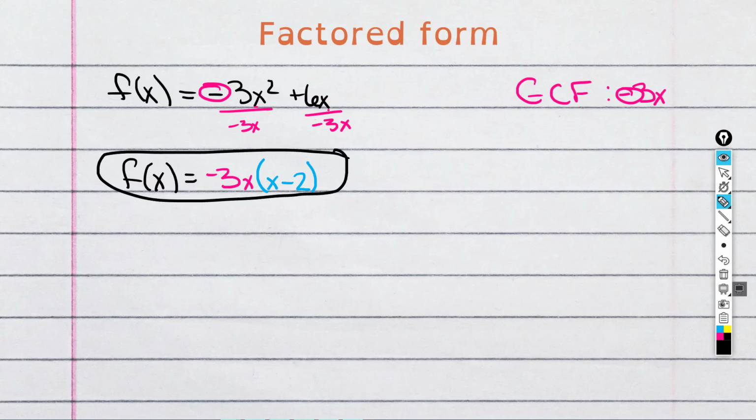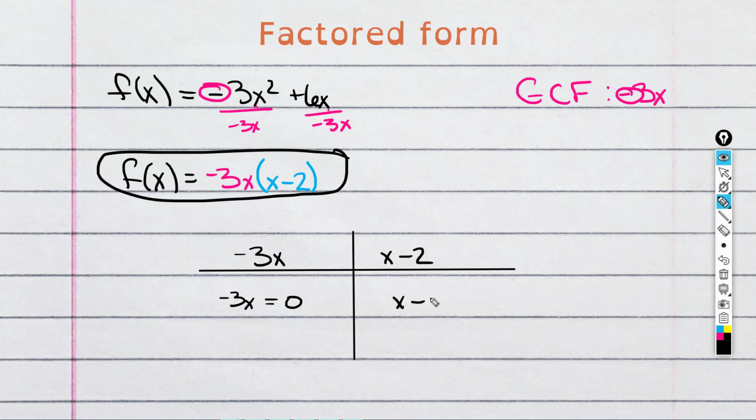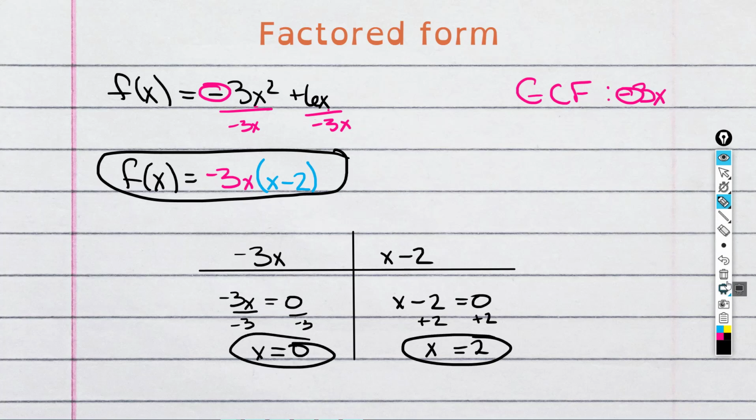And so this is going to help me find my two different roots, or my two x-intercepts. And so I set each of those equal to 0. I have a negative 3x and an x minus 2. When I set these equal to 0, to solve this, I would need to divide both sides by negative 3. And so x is equal to 0. I would need to add the 2. And so x is equal to 2. So those are my two x-intercepts.